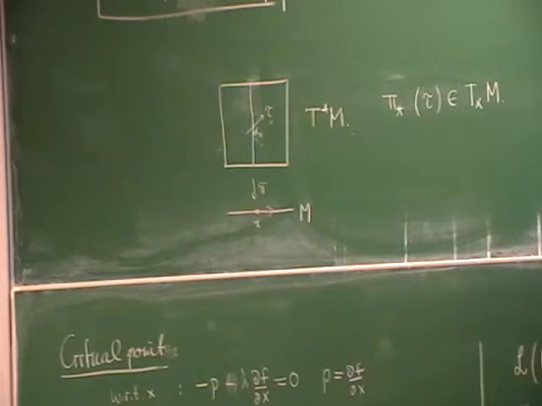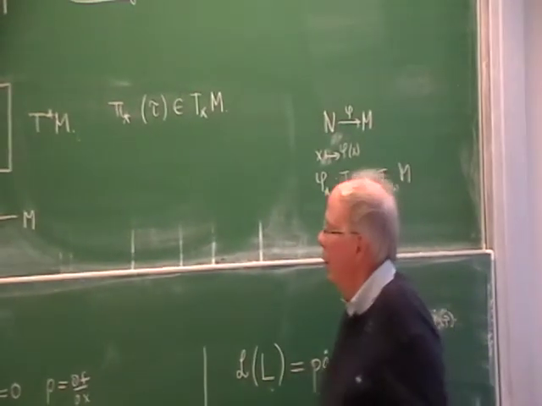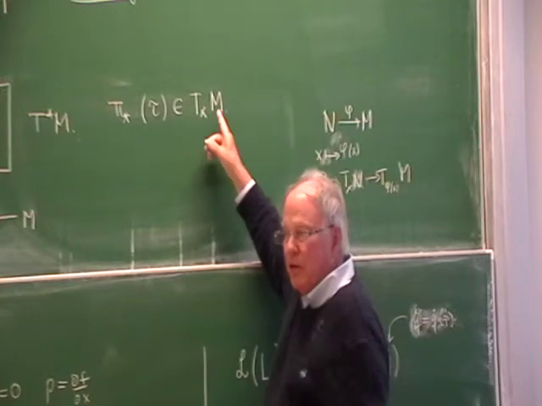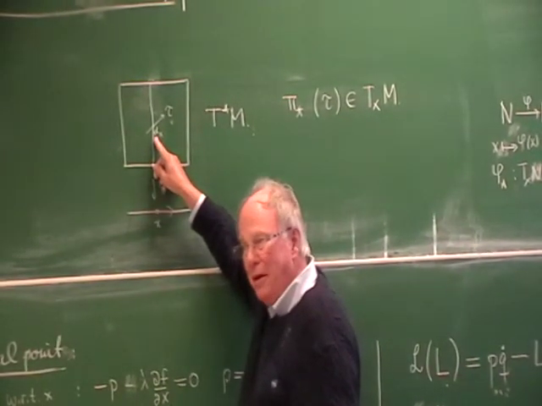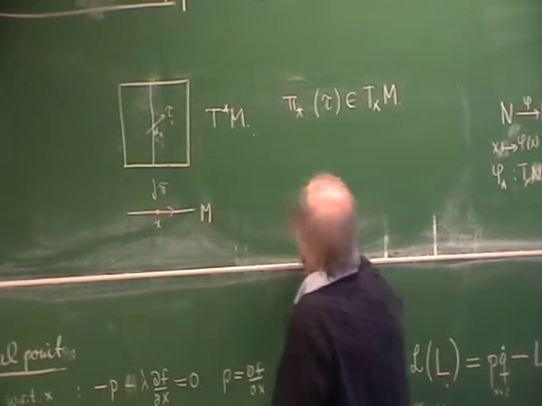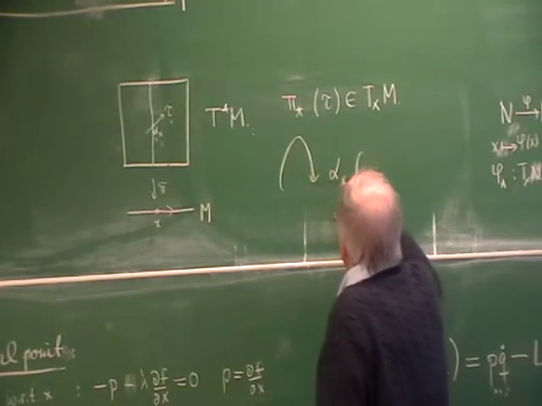If you have N to M, and you have a point here, x, and this is a mapping phi, and phi takes x to phi of x. Then phi star maps the tangent space at x of N to the tangent space at phi of x of M. Just like pi star. You push forward. It's called the differential of the map. Look where it is. It's in the tangent space of M. Look where alpha is. It's a one form on the tangent space of M. So what I do is I just apply alpha of x to this thing.